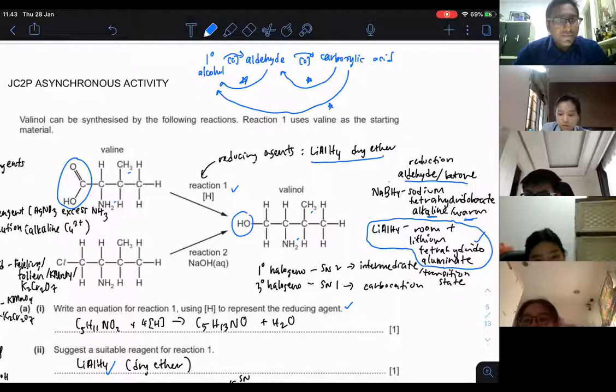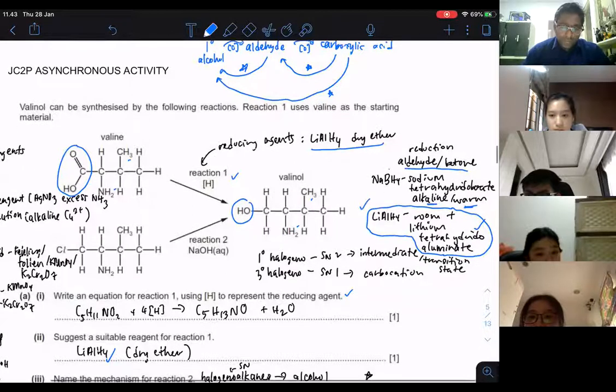But if you want to change carboxylic acid straight to primary alcohol, you need to use a very strong reducing agent, which is going to be LiAlH4. This is very, very important. You cannot use NaBH4. That is what I want to highlight, which I actually put over here.